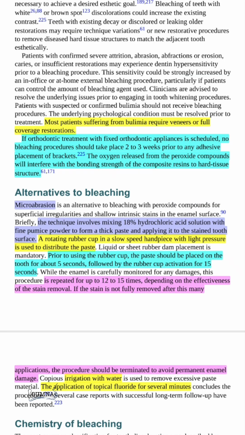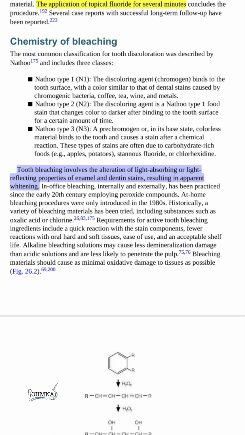A side note, before we do an orthodontic application of the brackets, there should not be any bleaching procedure to avoid any bonding deficiency. So we should wait between 2 to 3 weeks before we apply the bond and the resin composite to the tooth structure. Now let's discuss the chemistry of bleaching, the mechanism.